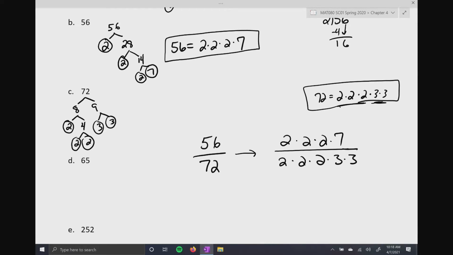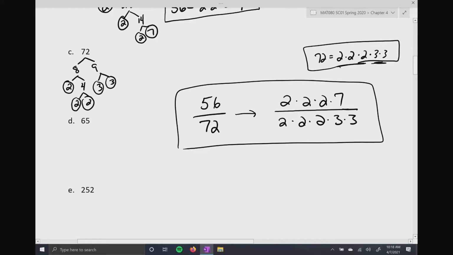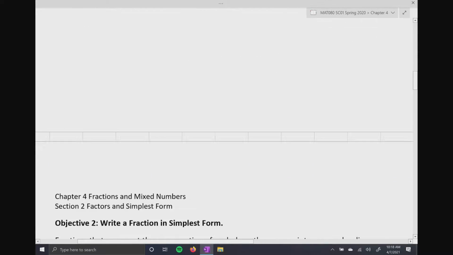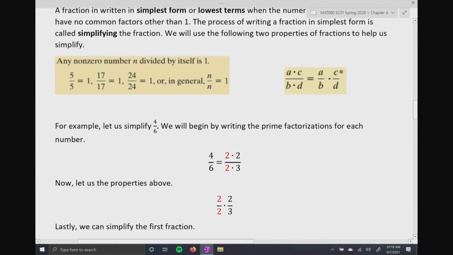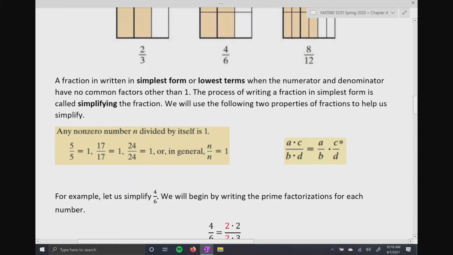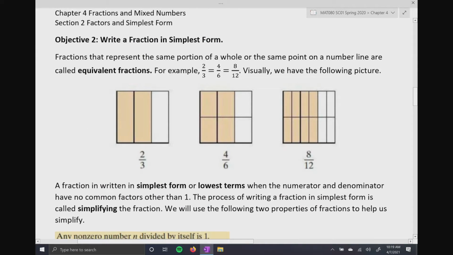All right? Letter D and E, I'm going to let you do them on your own. Because I want to go ahead and teach us how to simplify this fraction here. Because we're gonna be doing a lot of these prime factorizations. All right, so here we go. Sorry, I just wanted to make sure I was on the right thing. I didn't scroll up enough.